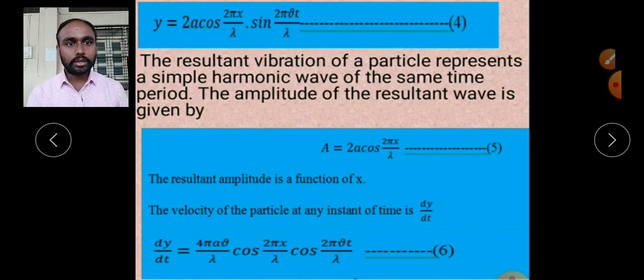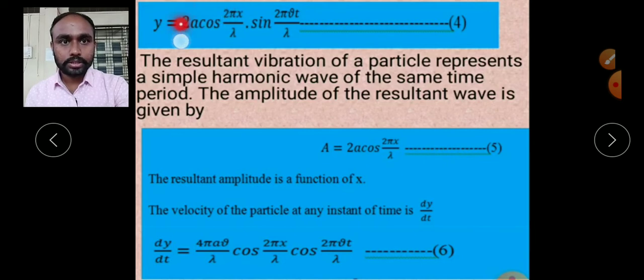So the resultant vibration of a particle represents a simple harmonic wave of the same time period. The amplitude of the resultant wave is given by, that means what, see, this is also in the form of our simple harmonic motion equation. What is the simple harmonic motion equation? In general, a into 2 pi by lambda (Vt minus x). Yes, but a is the amplitude.